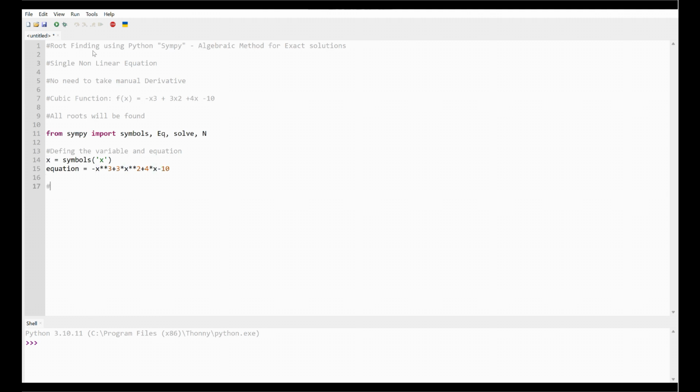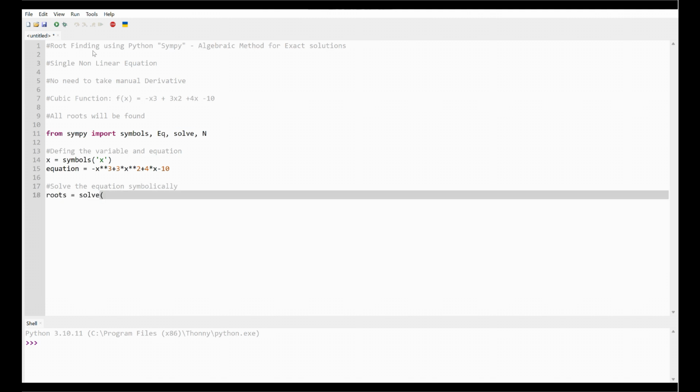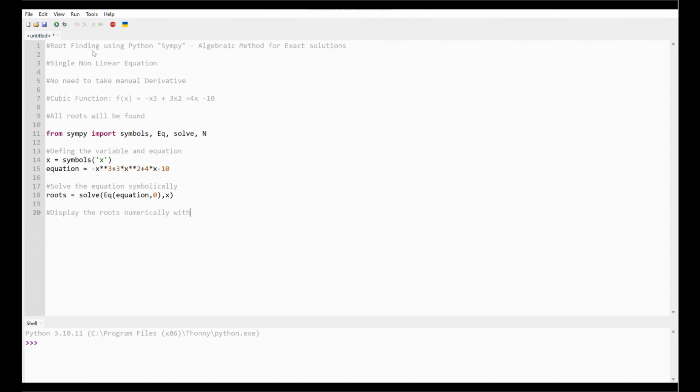And now I'll try to solve this equation symbolically. So I will say roots is equal to solve equation, 0 and x, and then I will print all the roots after the solutions have been found. I will say print the roots of the equation are.